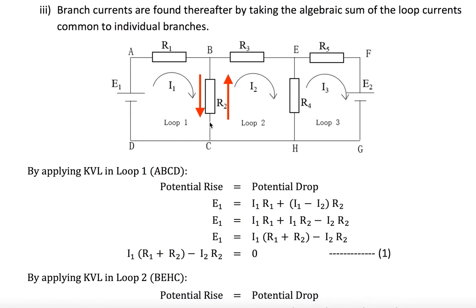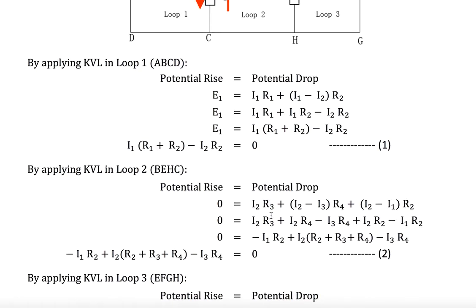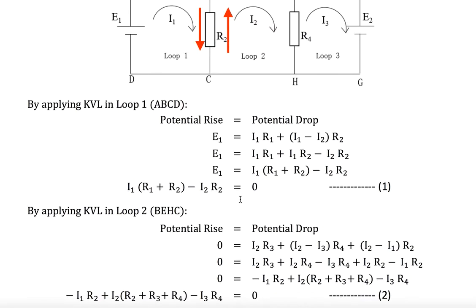Here this becomes I2 minus I1 because the loop direction is the same as the direction of the mesh current I2. So this is coming against the loop. So I2 minus I1 into R2 equal to 0. Like I said earlier, I2 R3, I2 minus I3 into R4, I2 minus I1 into R2. Now you can simplify this to get this equation. That you already know how to do.